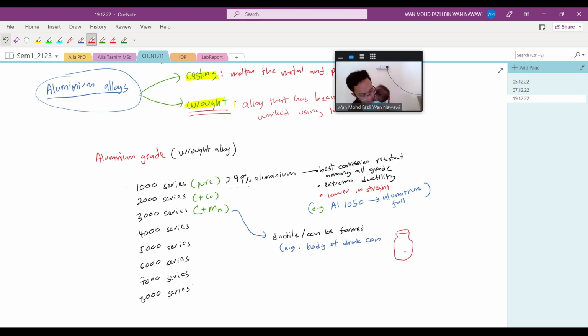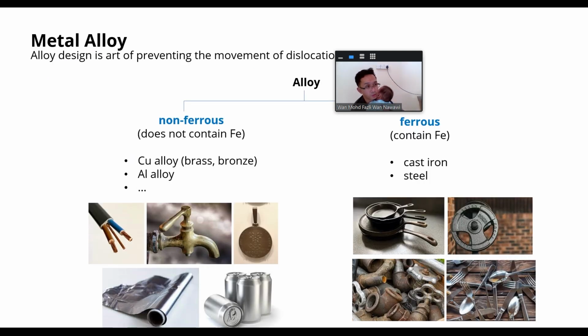This is not a beautiful picture. So that is an example of the 3000 series. What you see here, the body of the aluminium can, is made from 3000 series aluminium alloy. This aluminium foil is made from 1000 series aluminium alloy.